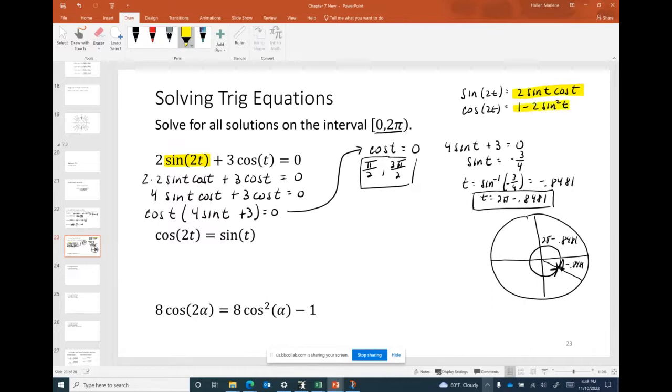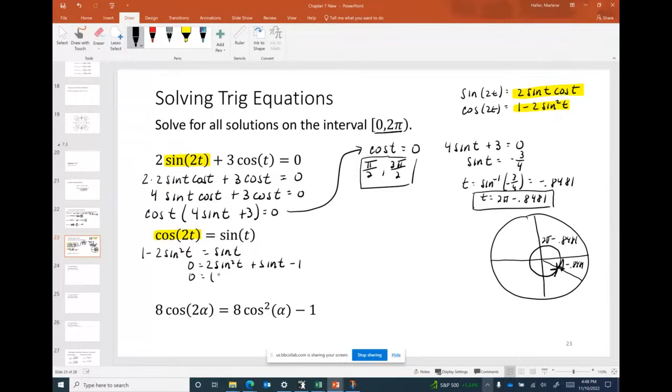So this guy is going in here for this guy. We now have 1 minus 2 times sine squared t equal to sine t. All right, that just turned quadratic on us. Look at that. So that means I want to set it equal to 0 to solve, right? I'll move everything over to the right. So 0 then equals 2 times sine squared of t plus sine of t minus 1.